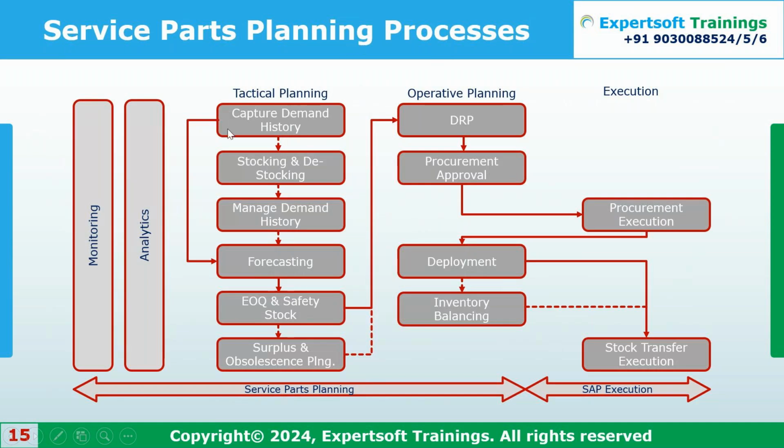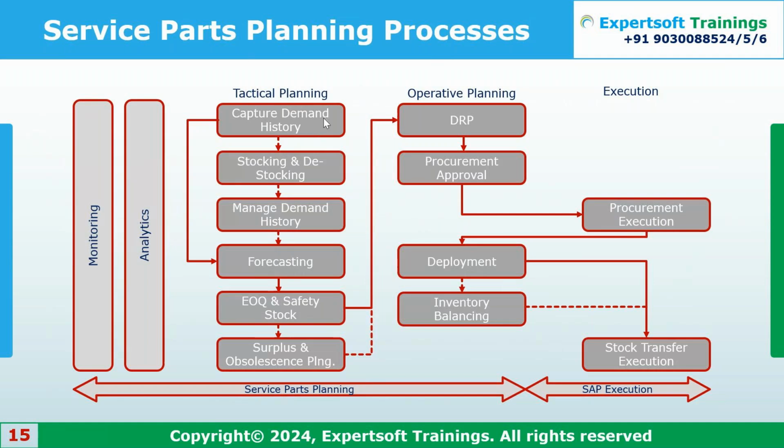In tactical planning, first of all comes capture of demand history. This is the main thing before doing everything else. Capture of demand history is what we have received from the sales and distribution systems, whatever sales system we set up, maybe SD or CRM or some other systems as well. We capture all those demand histories, which can be 12-month, 24-month or 36-month demand history.